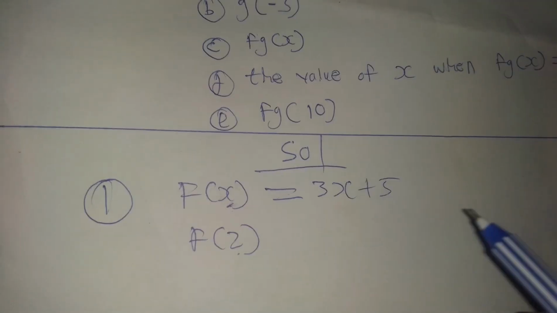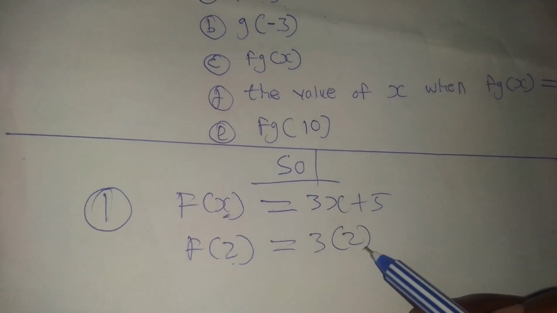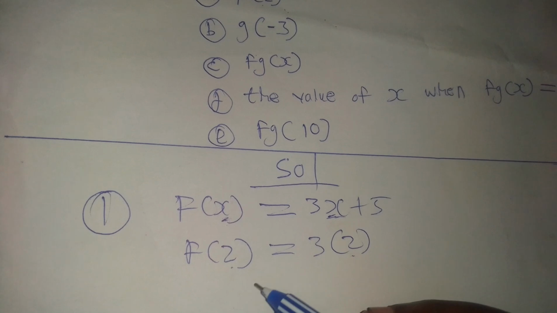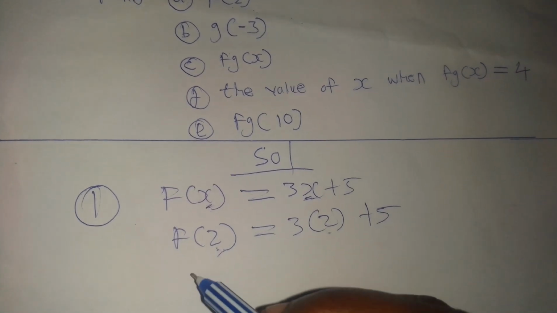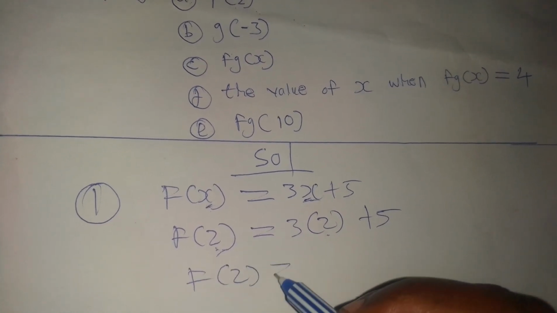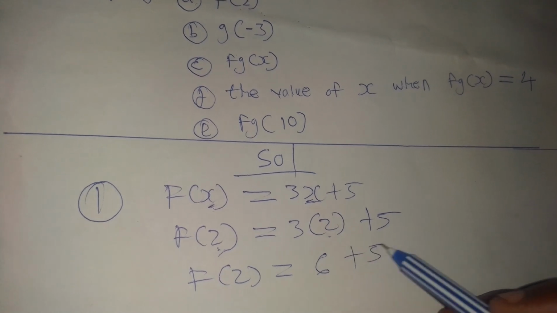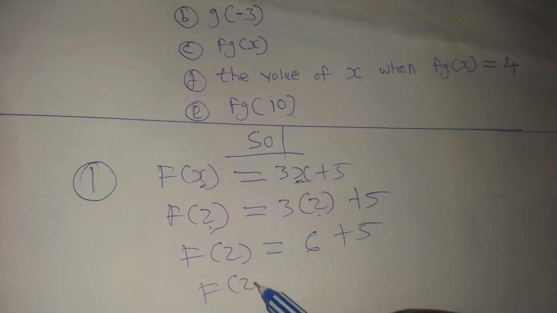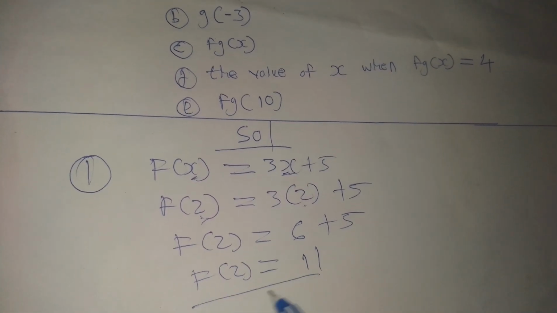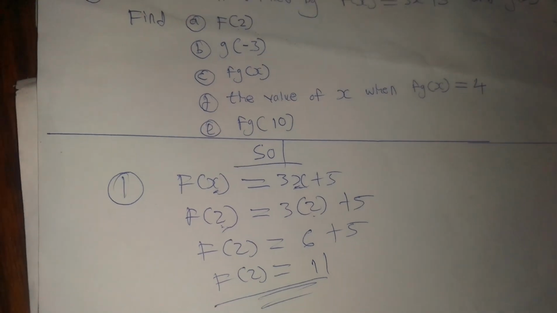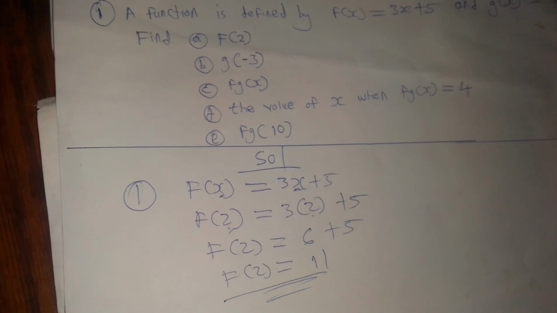So in that case, we say equals 3 multiplied by 2. Why 2? Because this x present is this 2. Then we say plus 5. So f of 2 equals 3 multiplied by 2 is 6, then plus 5. F of 2, 6 plus 5, we get 11. So this is the solution for the first part of the question, that is 1a.